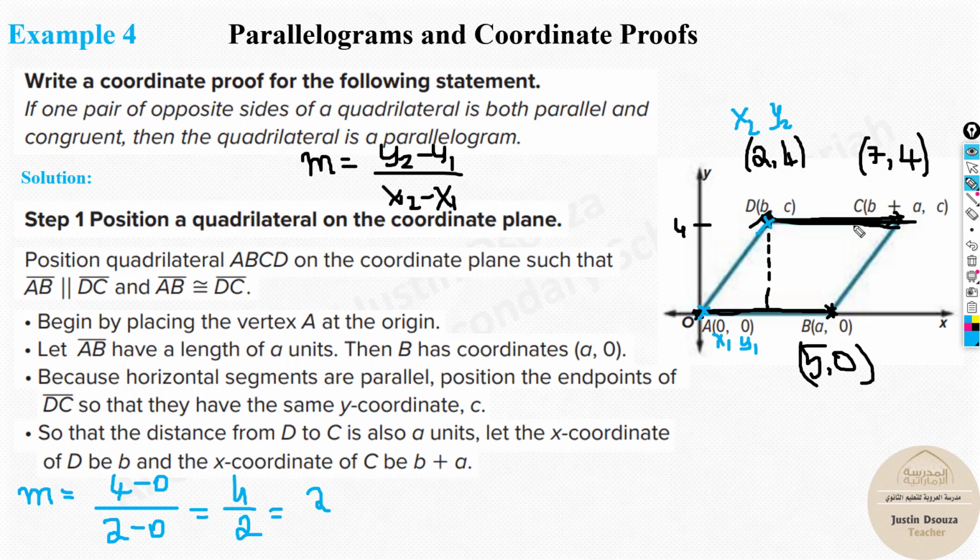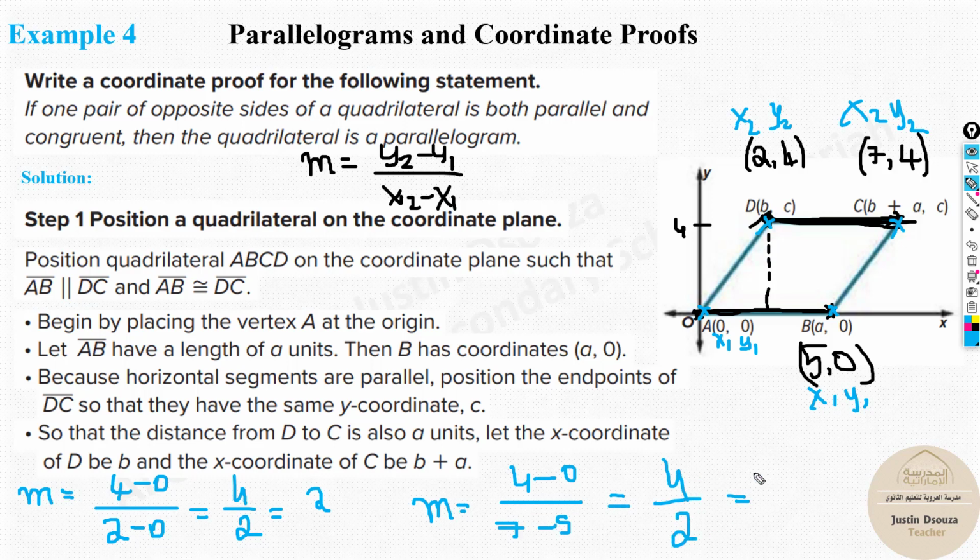What about the next 2 points over here and over here? Same thing, x1, y1, x2, y2. Let's do it. M equals y2, 4 minus 0, divided by 7 minus 5. 4 minus 0 is 4, 7 minus 5 is 2, and now you get again 2. So you can see these two answers are the same. The slopes are the same. Then they are parallel lines. This and this are parallel, and then this and this are parallel. Then all the opposite sides are parallel. So it's a parallelogram. That is how we can prove it.